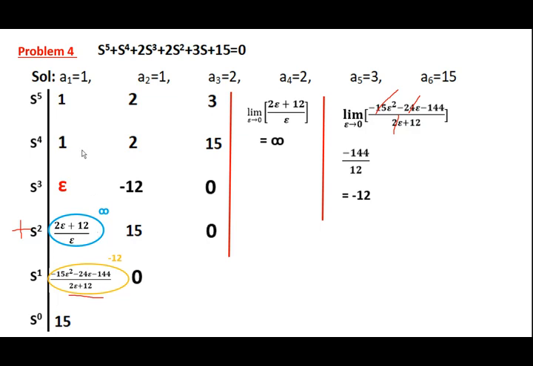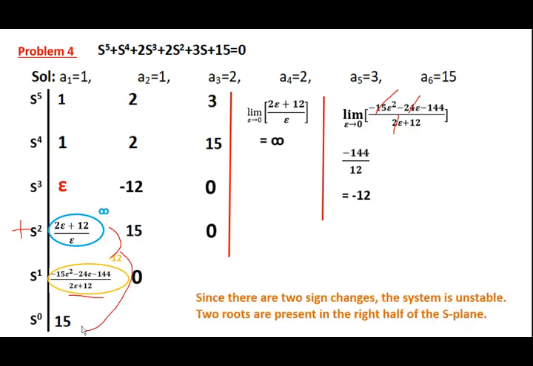And now you have the signs for all the elements present in the first column of the Routh array. So this is positive, positive, positive, positive, but here it is negative. So there is a change from positive to negative and negative to positive. Two sign changes are there. So we can say that the system is unstable. If there are any sign changes, the total number of sign changes will be equal to the total number of roots present in the right half of the s-plane. If the roots are present in the right half of the s-plane, then the system is unstable.